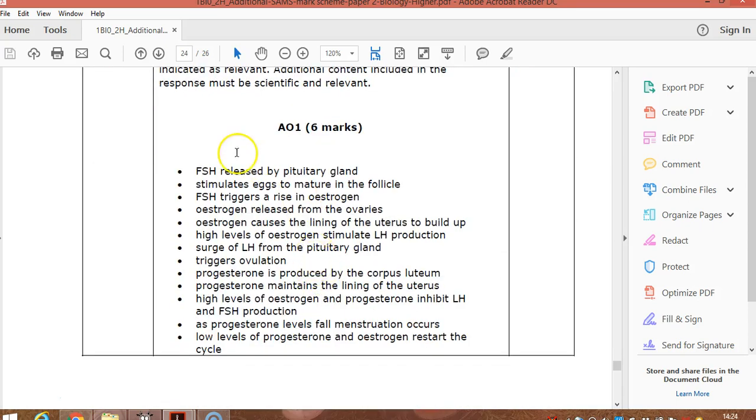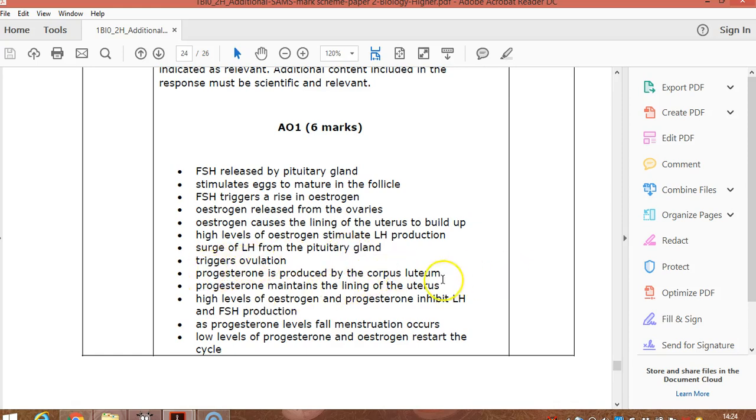So you've got to say things like FSH released by the pituitary gland. It stimulates the eggs to mature in the follicle. It triggers a rise in estrogen. Estrogen released from the ovaries. The estrogen causes the lining of the uterus to build up. High levels of estrogen stimulate LH production. A surge of LH from the pituitary gland triggers ovulation.